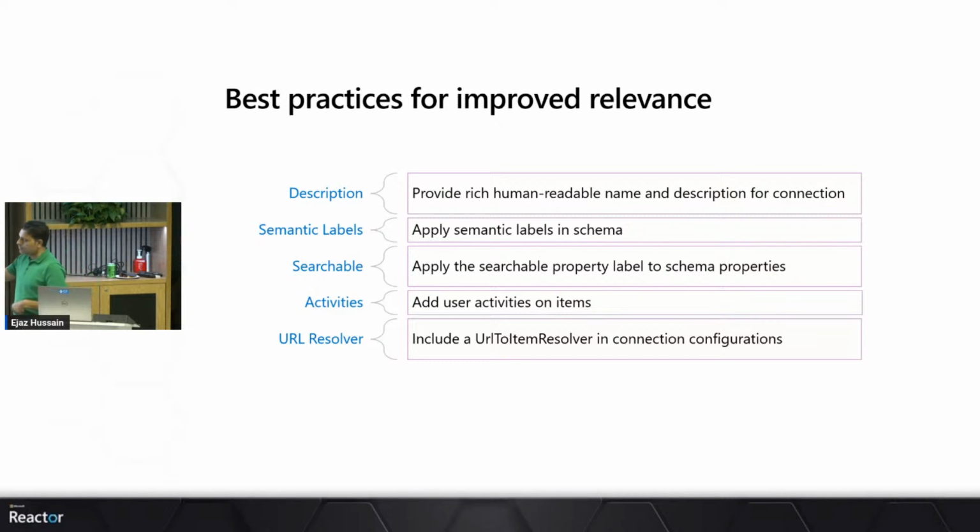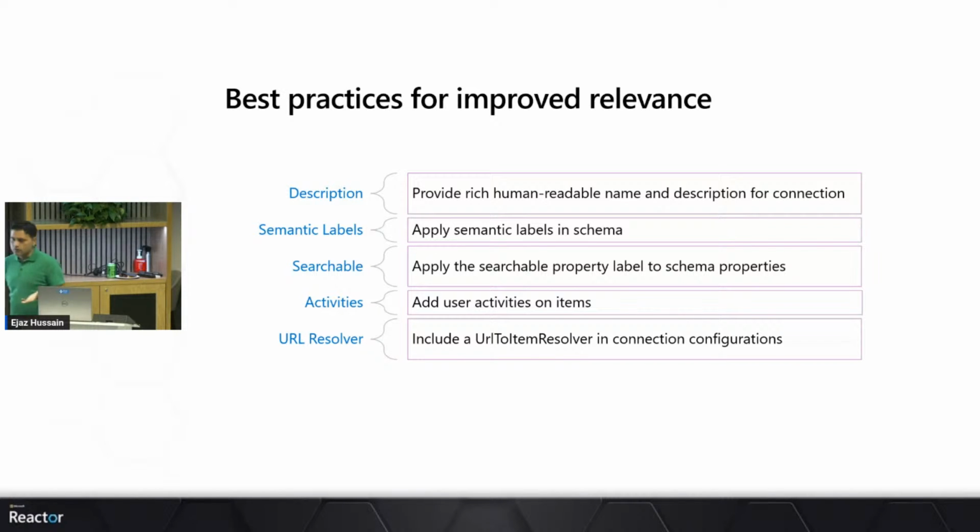Semantic labels in the schema. You may apply the searchable property label to a schema property. That is one of the requirements for the Copilot. So make it searchable to be able to find it, so then it can query and search results on it. Whatever property you want the Copilot to reason over, make sure you make it searchable. Add user activities on the item.